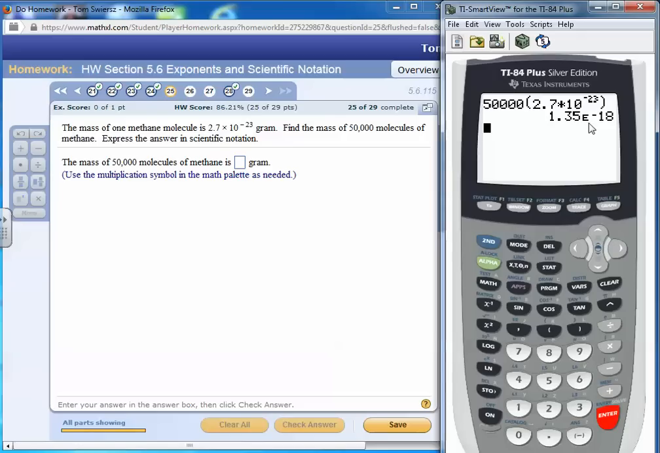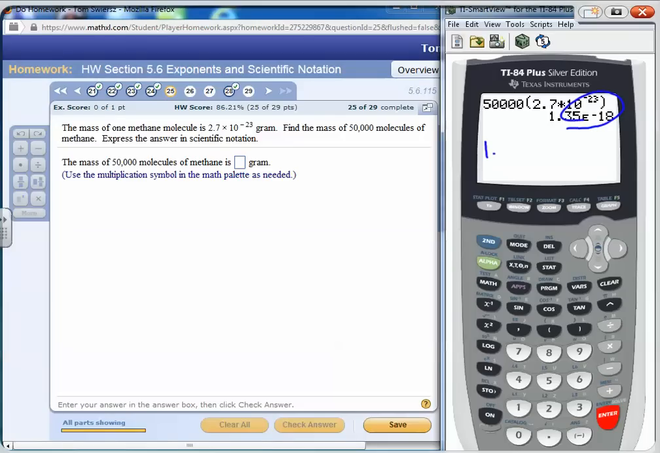1.35 E, which means times 10 to the negative 18. Again, this in the calculator, the E right there means 1.35 times 10 to the negative 18. That's how the calculator puts it in scientific notation. Instead of using times 10, it uses an E. So 1.35 times 10 to the negative 18th.